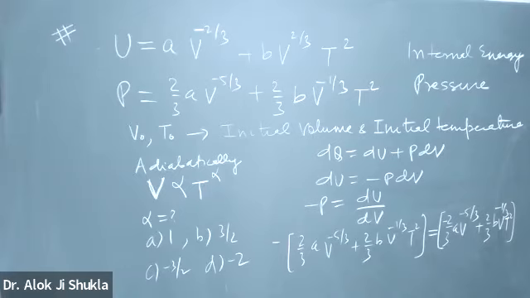Sir, when we take the derivative of u, in the second term minus will not come, plus 2/3 will come in the term. Wait for some time. So this is minus 2/3 a v to the power minus 5/3 and plus 2/3 b v to the power minus 1/3 t square.